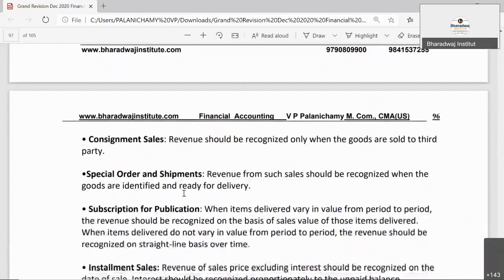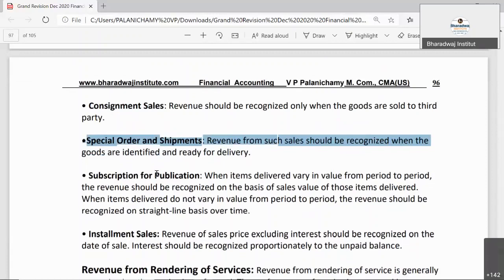In case of consignment sales, as we had seen in the consignment account, we record the sales only when the agent is selling the goods to the third party. Income can be recognized only when the agent is selling the goods to the third party. In case of special orders and shipments, for example, when you ship the goods abroad, the income can be recognized only when it is delivered and the customer approves such goods.